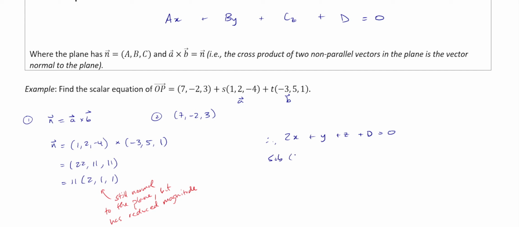I sub in the point, 7, -2, and 3. So 2 times 7 minus 2 plus 3 plus d is equal to 0. And I find that my d is equal to -15. So, therefore, 2x plus y plus z minus 15 is equal to 0. That's the scalar equation of my plane.